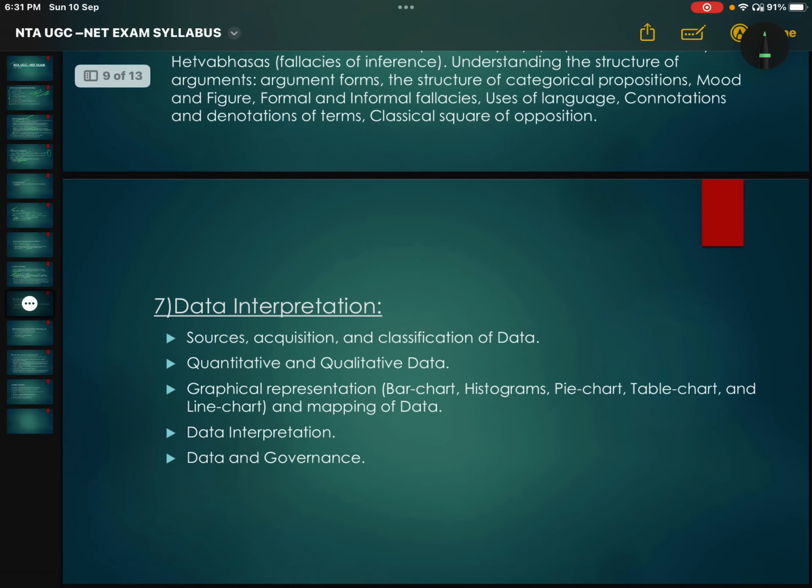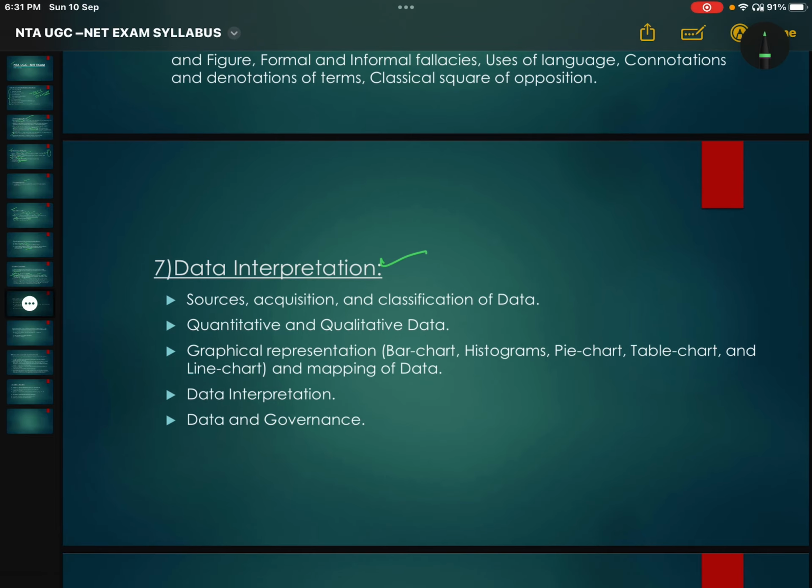The seventh chapter is data interpretation. In this data interpretation, we need to understand what quantitative and qualitative data are, and graphical representation. We have different types of graphical representation, that may be bar charts, histograms, pie charts, tables, line charts, etc. Finally, data and governance. This is all about data interpretation.